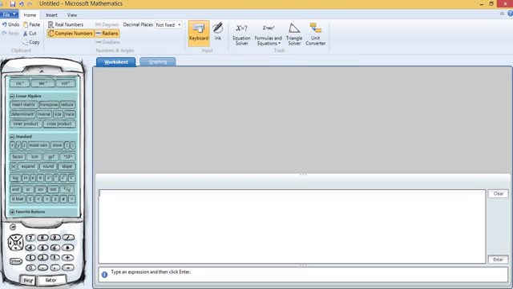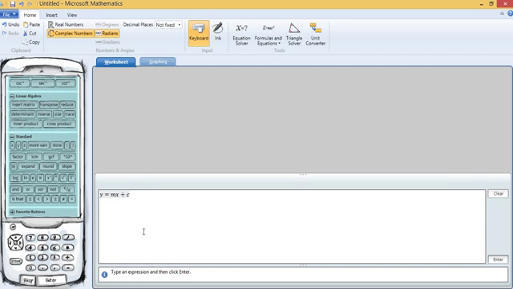Welcome to the second tutorial of Mathematics Pro, and today we are going to learn about one of the most basic equations, that of a straight line, y is equal to mx plus c. So here we have the window of Microsoft Mathematics, and what we are going to learn is this equation, y is equal to mx plus c.